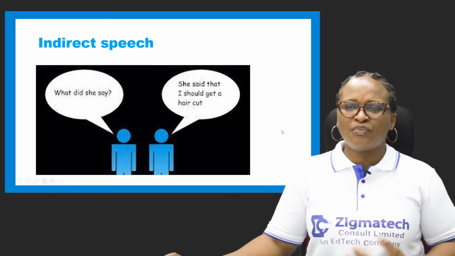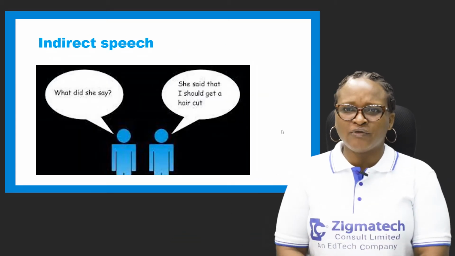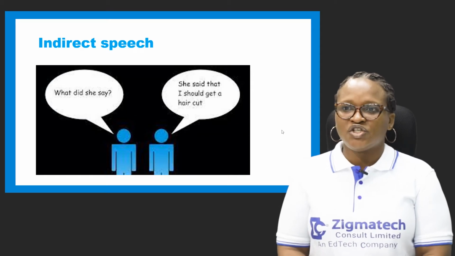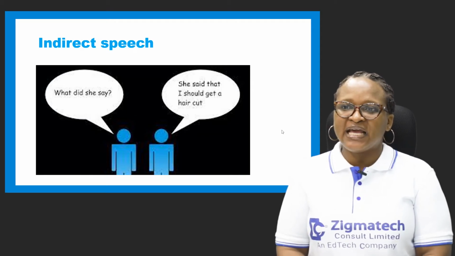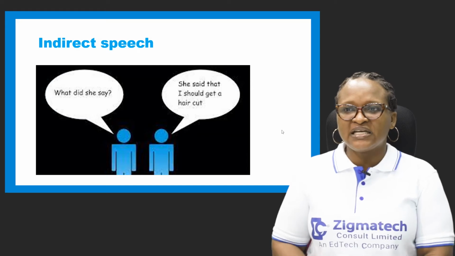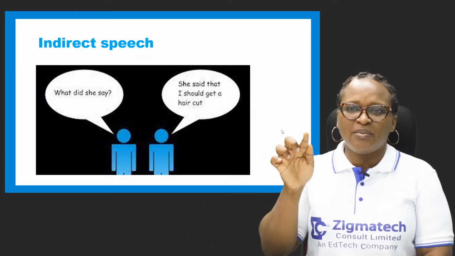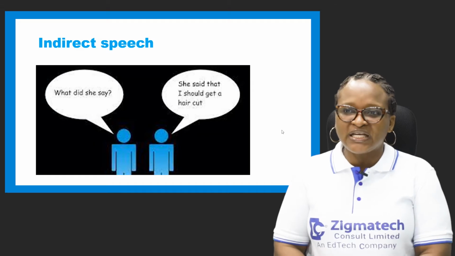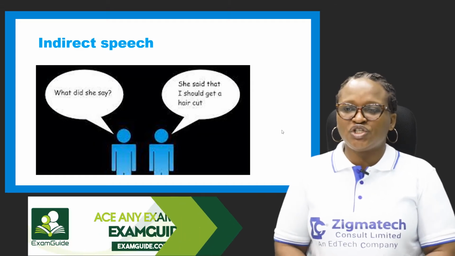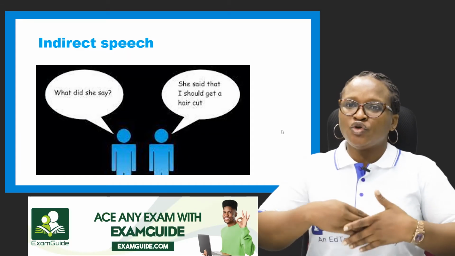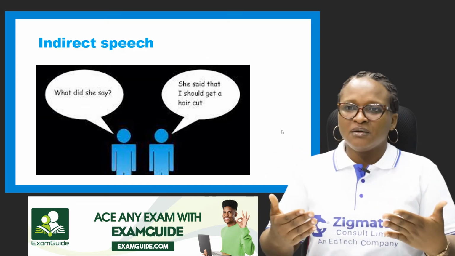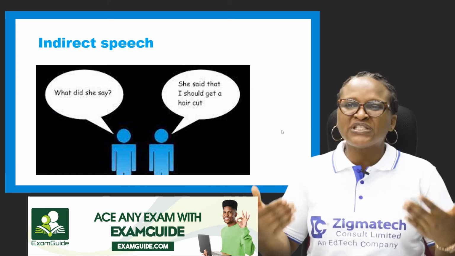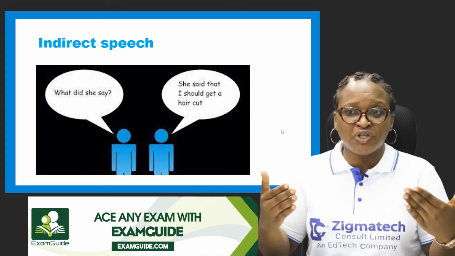Now, this is a good example. This is an indirect speech diagram. It says, what did she say? She said that she would get a haircut. That's indirect speech. You notice one thing about indirect speech, very striking. There is no quotation. In an indirect speech, there is no quotation. Why? Because you're reporting what someone had already said in your own way, but passing the same information.